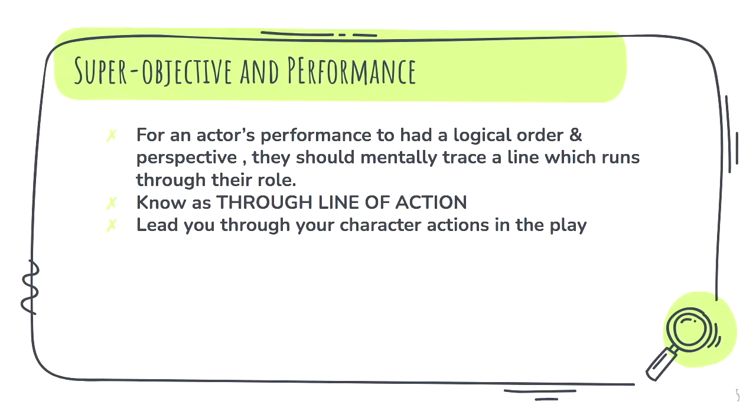So you figure out your SuperObjective. Now we're talking about it with the performance. For an actor's performance to be logically ordered and purposeful, they should mentally trace a line which runs through their role from the beginning to the end of the play. This is what we call the through line of action. It leads you through your character's actions in the play. So once you have your SuperObjective, you go scene by scene through your character's actions and see how what you do through the play is leading to your SuperObjective.